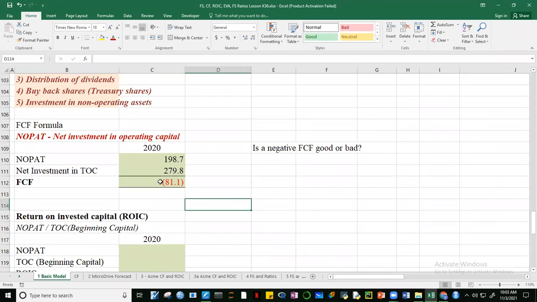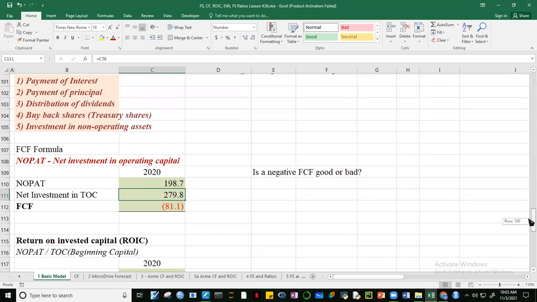Okay, so this is a conceptual question. You have here a free cash flow that's negative. That means that we don't have any free cash flow available for distribution to investors. Now, is this good or bad? The answer is that this could be good or bad depending on the situation. In this case, NOPAT was positive at 198.7 and the net investment was 279.8. It means that the company was heavily investing in its operating capital. Well, guys, at face value, that's very good.